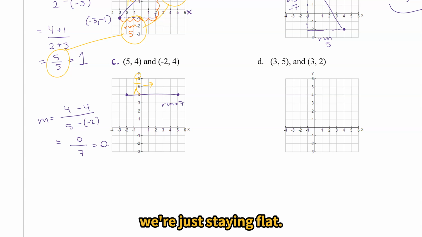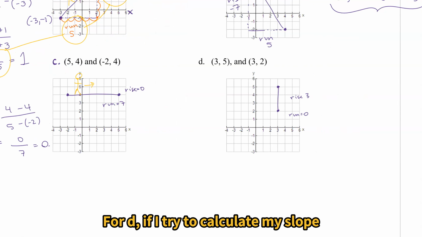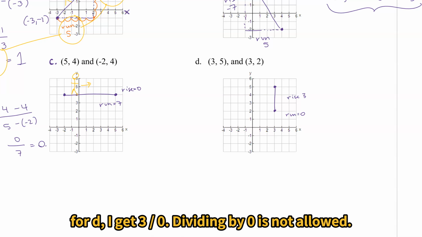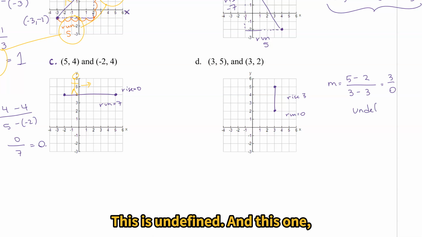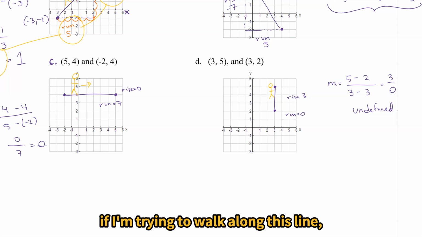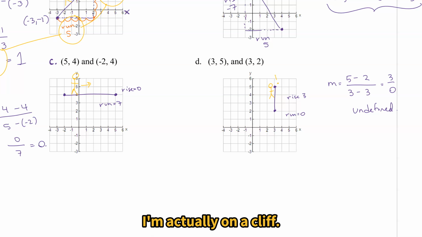We're just staying flat. For D, if I try to calculate my slope for D, I get 3 divided by 0. Dividing by 0 is not allowed. This is undefined. And in this one, if I'm trying to walk along this line, I'm actually on a cliff, so our slope is undefined.